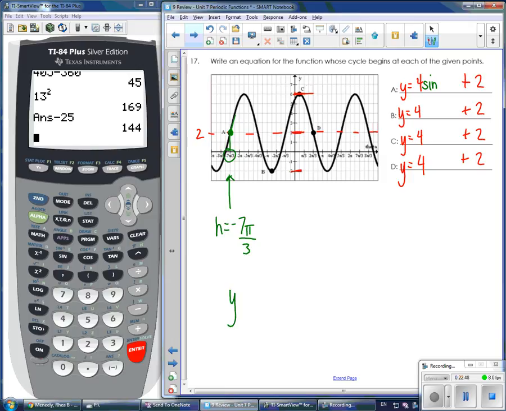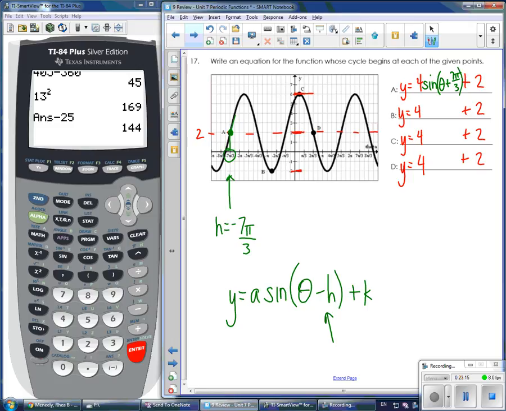If you remember, if I have y equals a times the sine of theta minus h, plus k, the h value in this case is negative 7 pi over 3. But when I put it into the parentheses, because that minus sign is already there, it's telling me to take the opposite of h. So I'm actually going to put in theta plus 7 pi over 3. And I'm going to do that for each value.